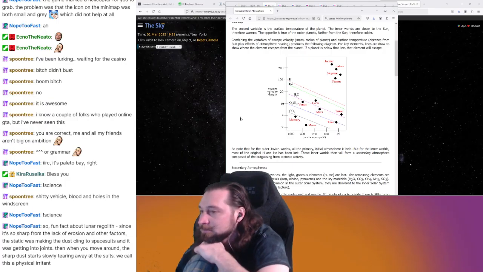But they're not. This doesn't have to do with their size, then? Well, the size is going to determine the y-axis. So that's your escape velocity, as the y-axis. But the temperature also affects it, right?